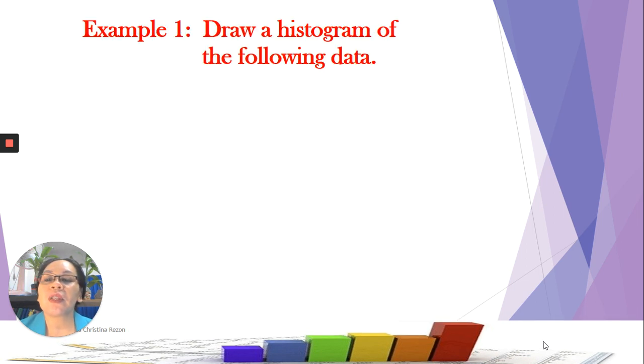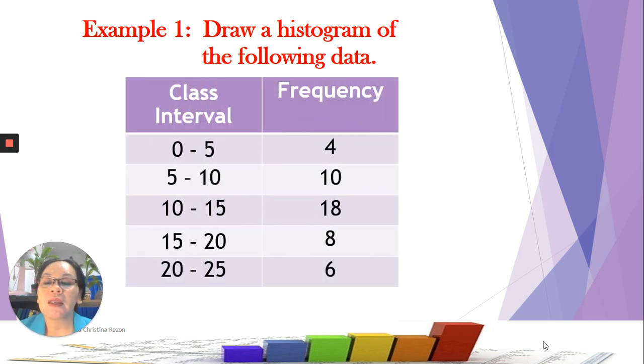The first one, draw a histogram of the following data. So given the data here, you have class interval, which is given as 0 to 5, 5 to 10, 10 to 15, 15 to 20, and then 20 to 25 with its corresponding frequencies here.